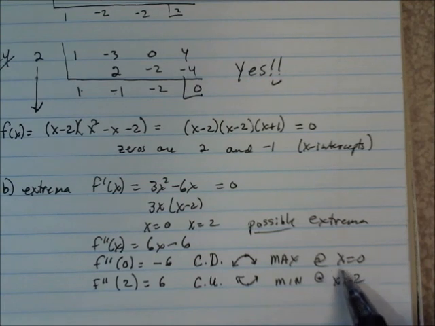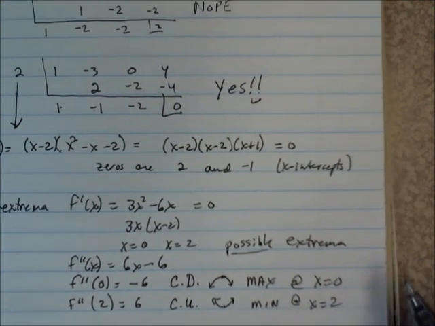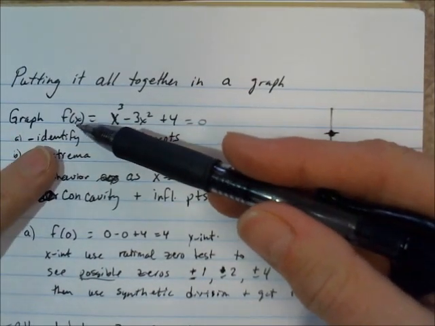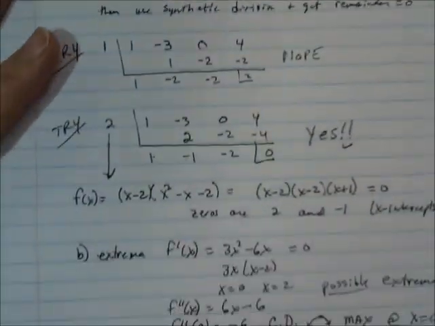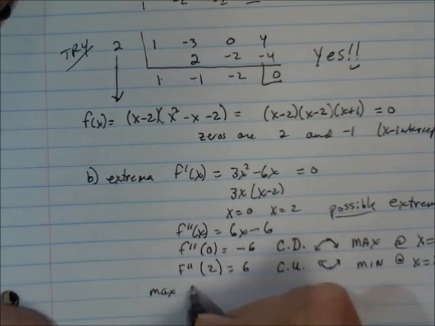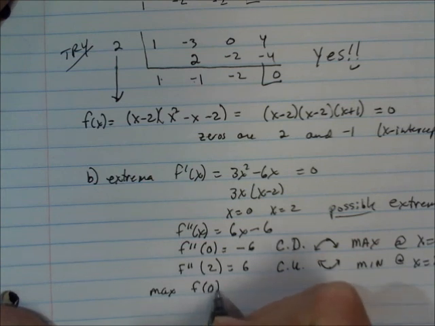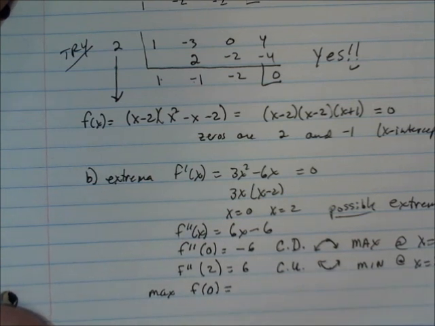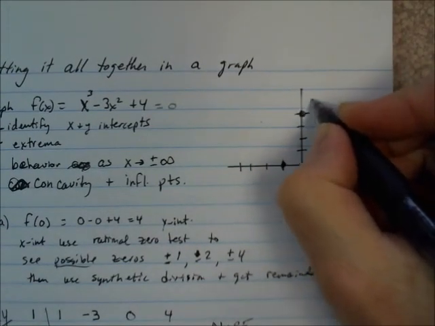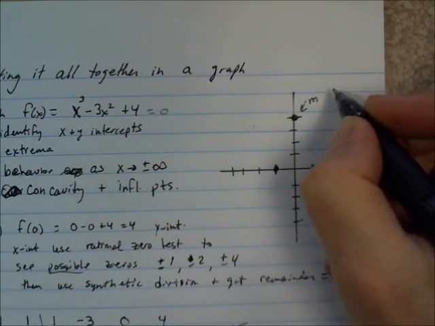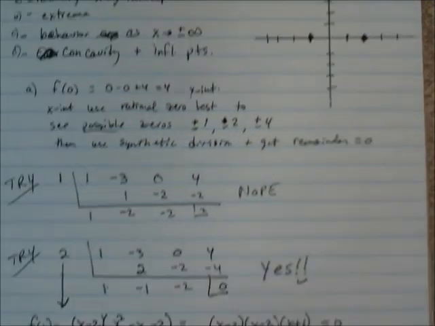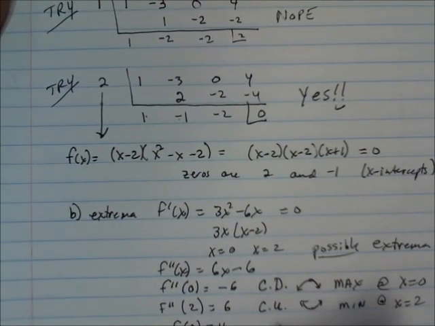So now we have a local max at x equals 0, and then if you go back up to the original problem, you've got to find f of 0 and f of 2 to find the max and min. So down here, the max, f of 0, and we've already done f of 0. F of 0 is equal to 4. So this point right here is also going to be a max. So let's label that as a max at 0, 4.